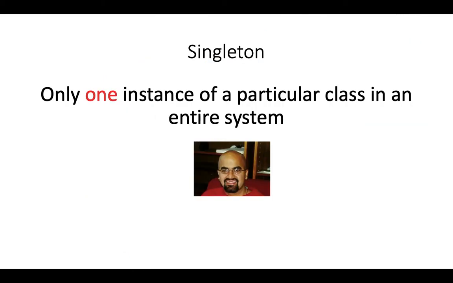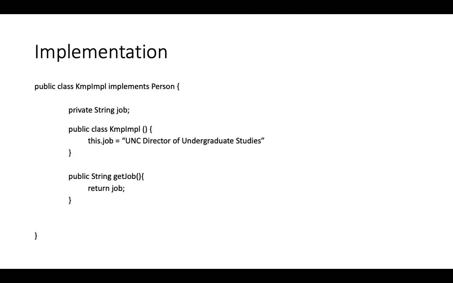So the first type of factory that we're going to talk about is singleton. So singleton means you can only create one instance of a particular class for your system. So we only have one instance of KMP possible. And this is probably the most general type of factory pattern that you're going to see and adheres to the basic factory pattern rules. So let's show an example of how we actually can create a singleton.